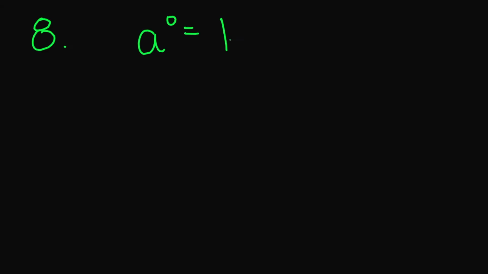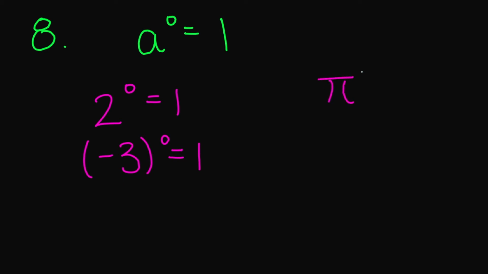So the next law is if you have a base raised to the 0 power, that is going to equal 1. So for an example, 2 to the 0 power is going to equal 1. Negative 3 to the 0 power is going to equal 1. What if you had pi to the 0 power? That's also going to equal 1.